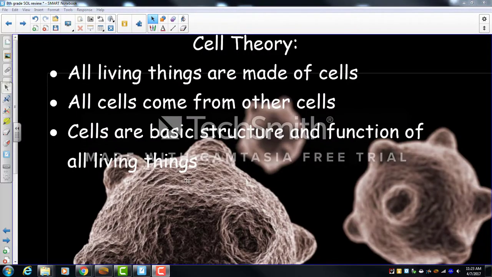So once again, the cell theory states, and this is very important, all living things are made of cells. All cells come from pre-existing cells or other cells. And cells are the basic structure and function of all living things. So even though it's simple, you really need to review these three bullets right here. The cell theory is very important to the SOL.